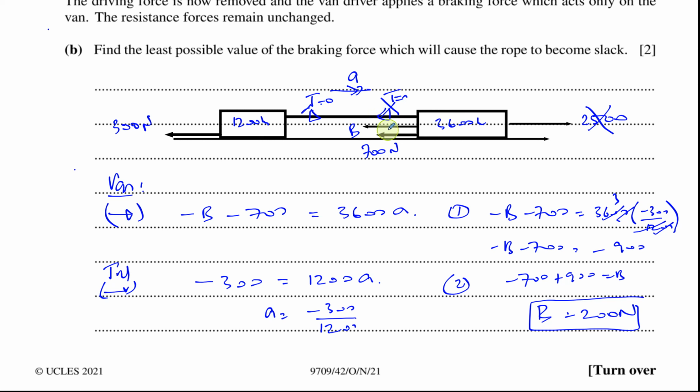If you put the brake on any more, it will become slack. So it's still not slack. The objects are still moving with the same acceleration, but the tension in the string is 0. It's a bit of a strange one, but I hope you understood. So the answer was 200 newtons.